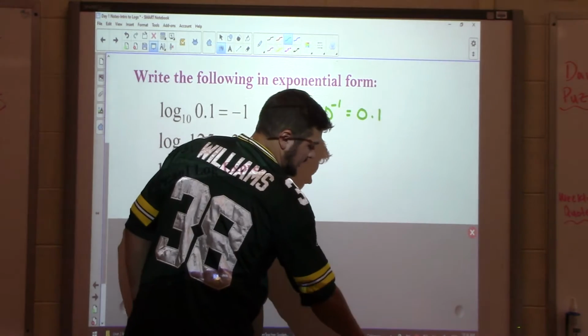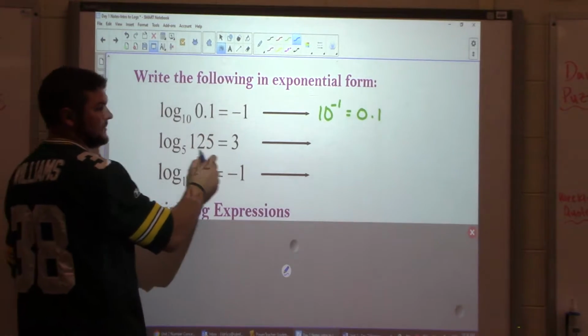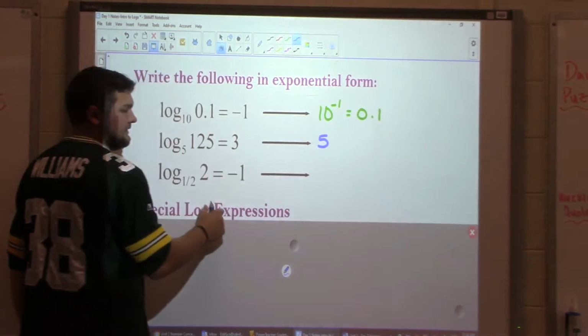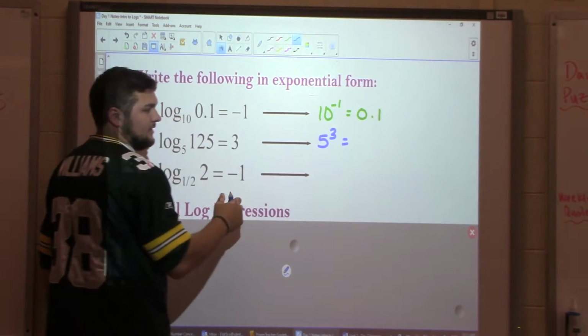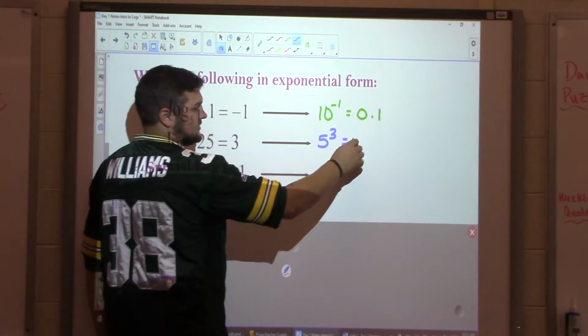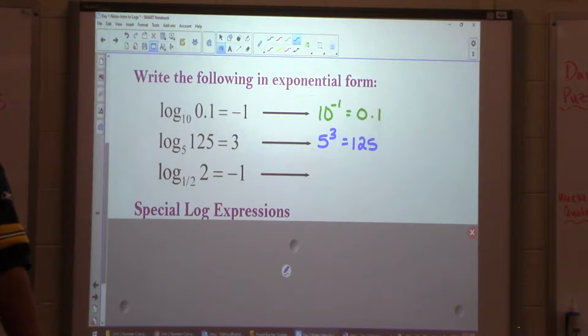The second one, log base 5 of 125 equals 3. Base of my log becomes the base of my exponent. So 5. What my log equals, 3, becomes my exponent, and it equals what I took the log of, so 125. Now guys, if you write on your paper and it asks you, hey, can you switch this to exponential form? You write 5 to the 125th power equals 3.